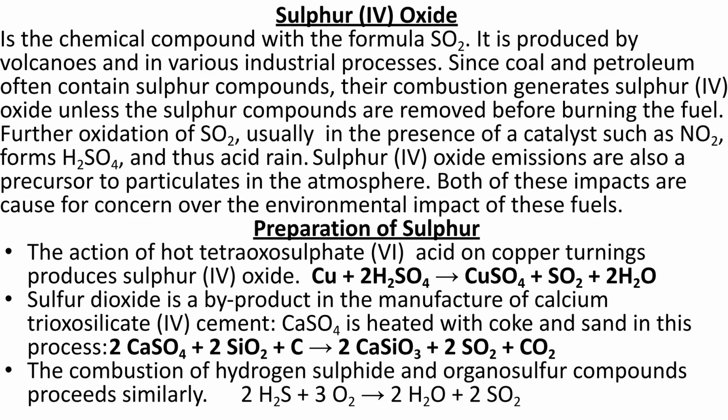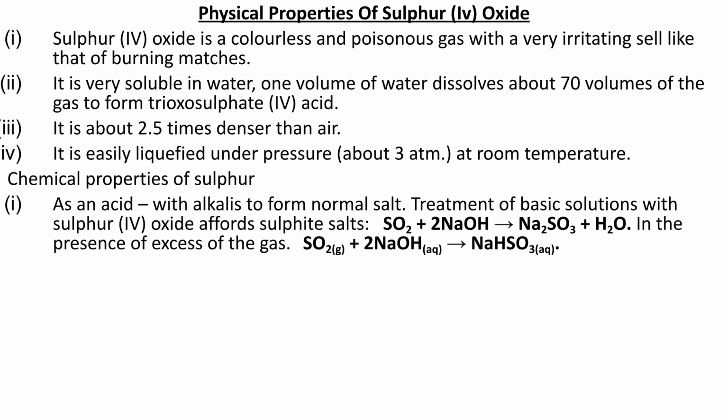Sulfur IV oxide, SO2, is produced by volcanoes and industrial processes. Combustion of fuels containing sulfur compounds also generates SO2, which can lead to acid rain. Preparation methods include the action of hot tetraoxosulfate VI acid on copper turnings. Sulfur IV oxide is a colorless, poisonous gas with an irritating smell. It is very soluble in water, forming trioxosulfate IV acid, and is about 2.5 times denser than air.